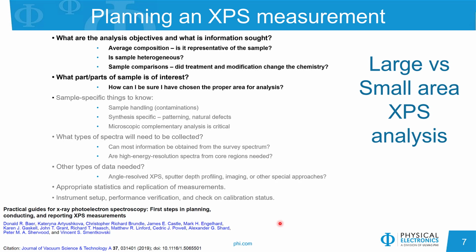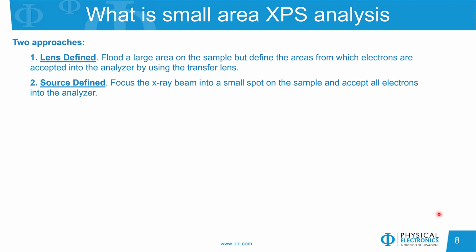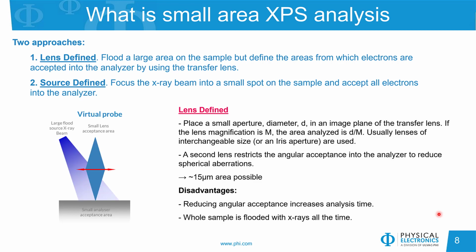And these two questions will determine whether we need to analyze our samples with large area or small area XPS. So how do we perform small area analysis? There are two different approaches that manufacturers use. The first is the lens-defined approach. In the lens-defined approach, the area is being flooded by a large X-ray beam, but then the analysis area is being defined by the lenses and aperture system. An analysis area as small as 15 micron is possible using this approach.